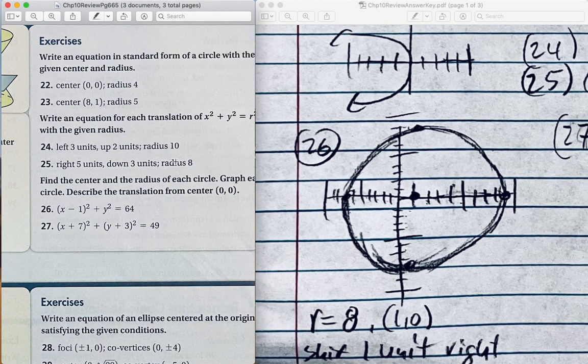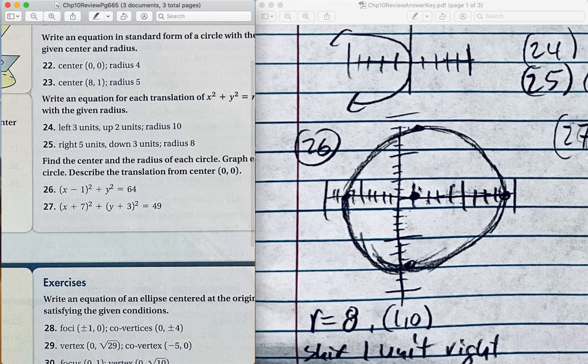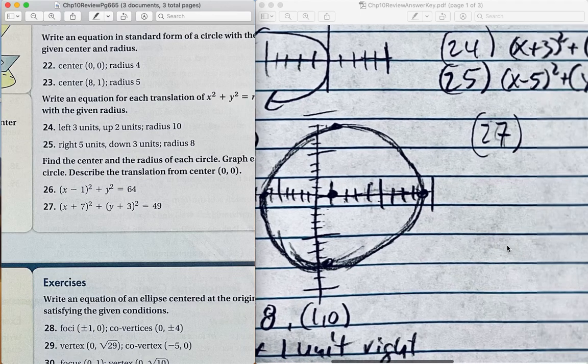And they want us to sketch a circle from the origin. So here's our origin. It's moving to the right by 1, so there's my center at 0, 1. And it has a radius squared of 64, which means that the radius is 8, so I go 8 to the left, 8 up, 8 to the right, 8 down, and make my circle.